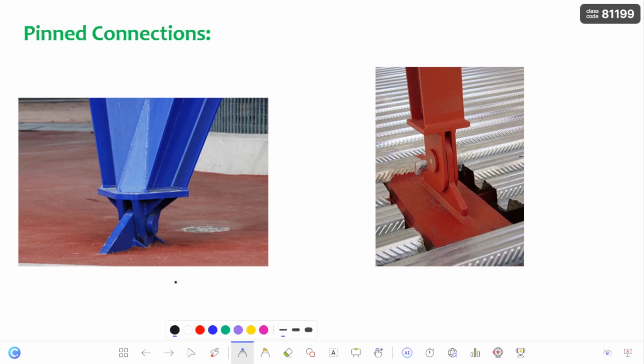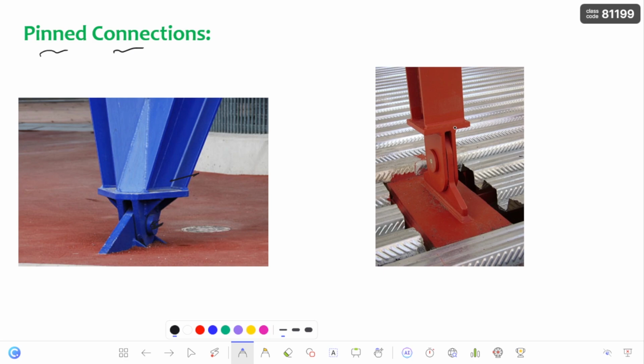In this video I am going to discuss the design of pinned connection. Here you can see this is a pin and this is the structural member which is connected to this pin, and this entire structural member rests on this pin. Thereby this pin is going to undergo bending and shear, and we also have to design it for bearing.